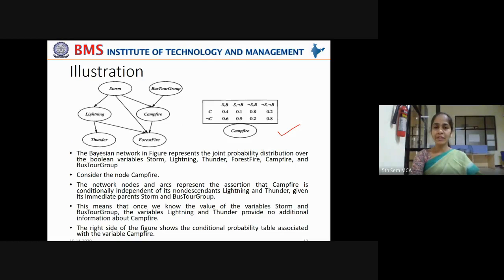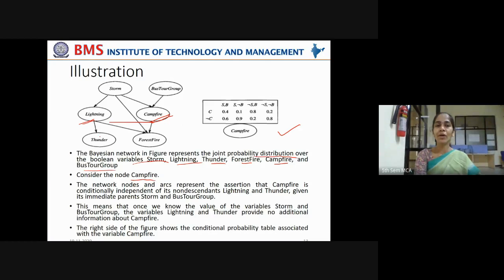The Bayesian network in this figure represents the joint probability distribution over the Boolean variables storm, lightning, thunder, forest fire, campfire and the Bus tour group. Yes, we know that. Now consider the node campfire. Let us focus only on this node, campfire. Now the network nodes and arcs represent the assertion that campfire is conditionally independent of its non-descendants.